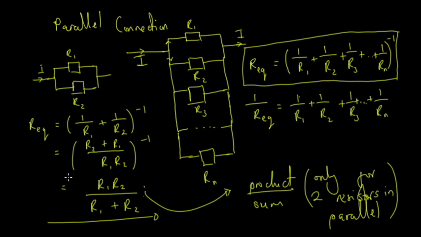This one here, you're supposed to remember that it's equal to product over sum. Whenever you have a parallel connection of two resistors, the equivalent resistance equals product over sum. So you can actually ignore all this. Then we have what we call a series connection.